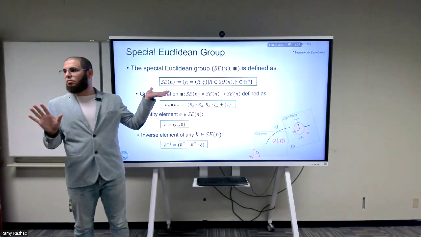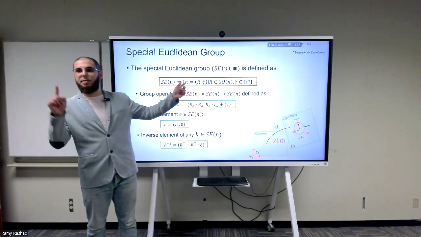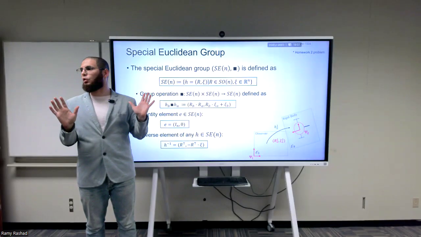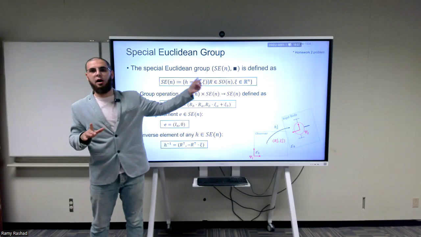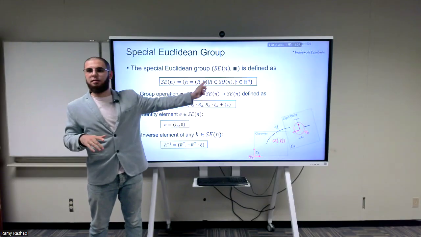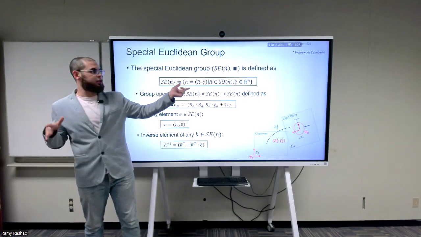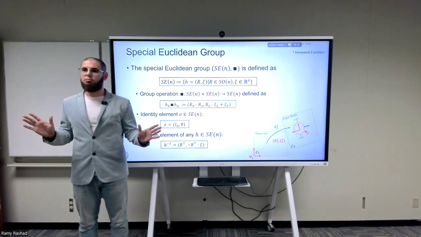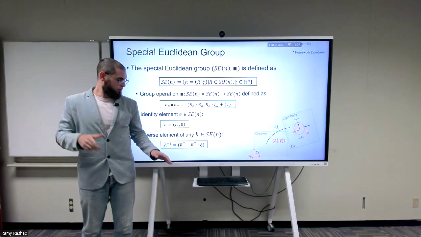So what is SE(n)? It is the pair. We're going to be calling this pair H. So whenever I say an H, it's already equivalent to the pair of R and psi. And it's the set of all the H's such that R is in SO(n) and psi is in R^n. Make sense? Yes.